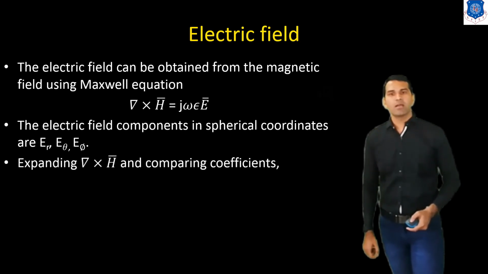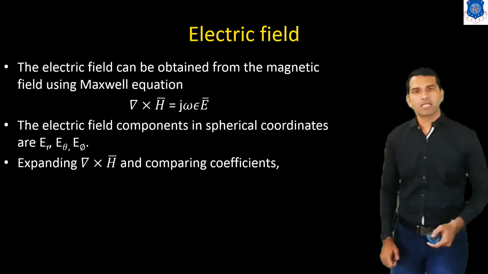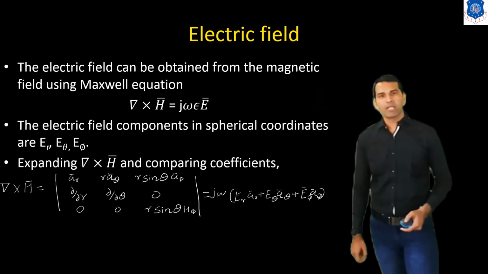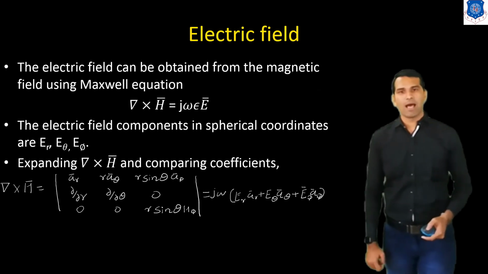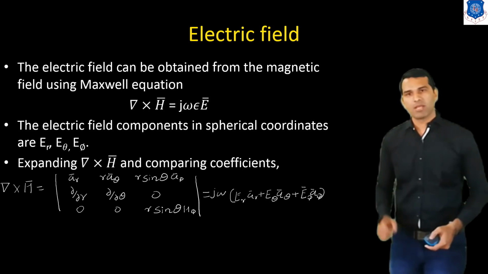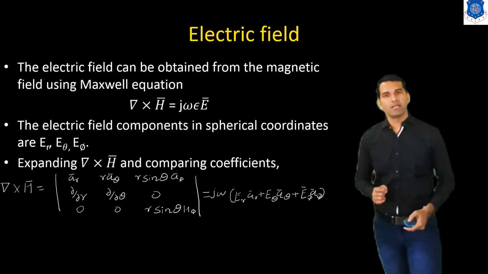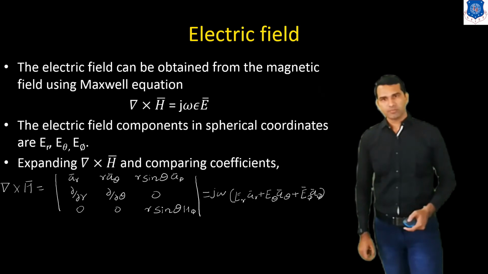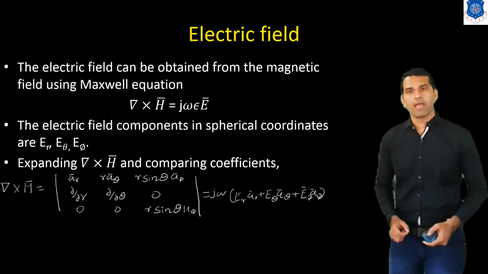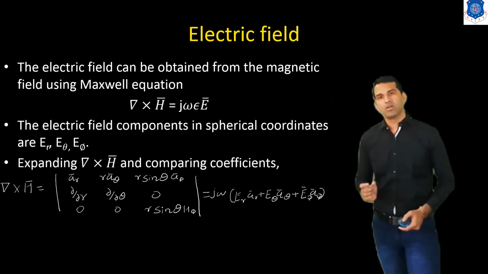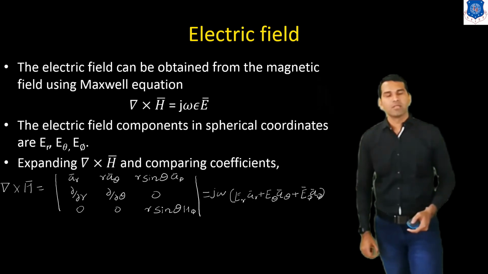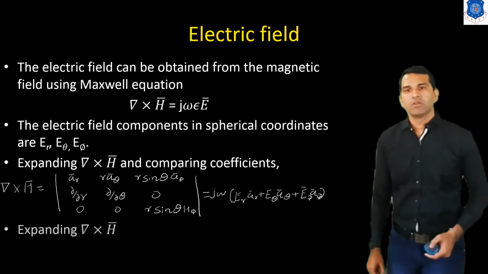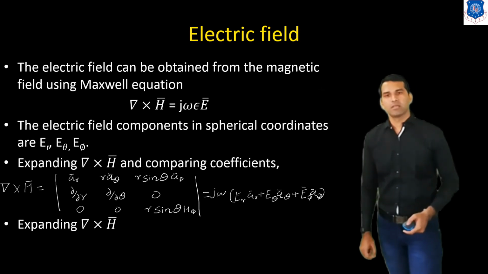Expanding the del cross H and comparing the coefficients, we can write del cross H as the determinant with a_r, r a_theta, r sin theta a_phi, over r squared sin theta, with del by del r, del by del theta, and del by del phi, and the other component values are 0 except r sin theta H_phi, equals j omega epsilon times E_r a_r, E_theta a_theta, E_phi a_phi. So now we are expanding this.